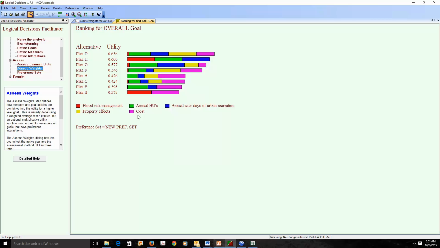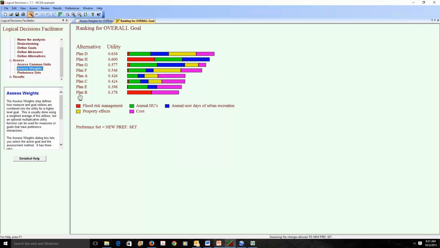Okay, so yeah, this doesn't do much on cost. This is the most expensive plan, and it doesn't do much for property effects either. So you can get an idea when you look at a plan visually here, like Plan B. This is good for flood risk management, and it's pretty good for cost, but it doesn't do anything for others.